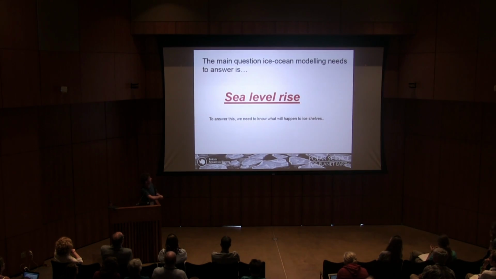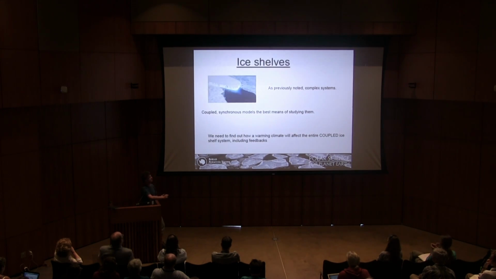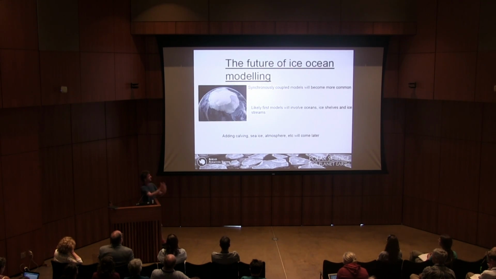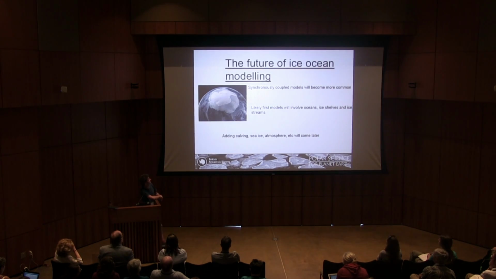And we can use these to answer what is possibly the biggest and easiest sell to get funding for: the question of ice-ocean interaction, which is sea level rise, because that's what people care about. To answer sea level rise, something we really need to know about is what's happening at ice shelves, being the link between the ice on land and the ocean. A coupled model is a very good way to do this, because there's an awful lot of feedbacks between the ocean and the ice shelf. If you melt more of the ice, that's going to affect the size of the cavity, which again affects the dynamics of the ocean and how they feed back on one another. So clearly a coupled synchronous model is a good way of doing this.